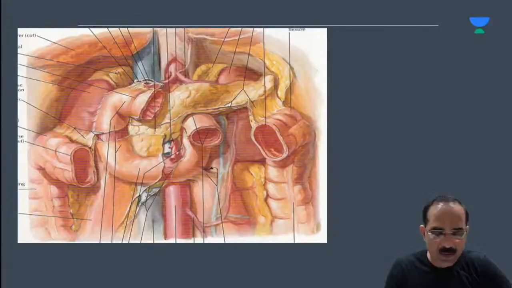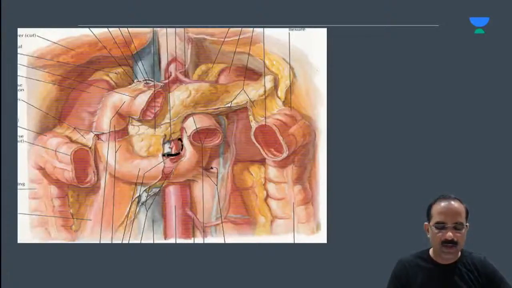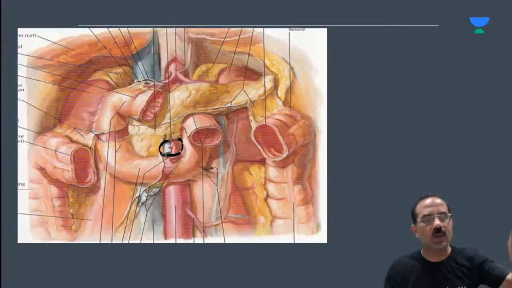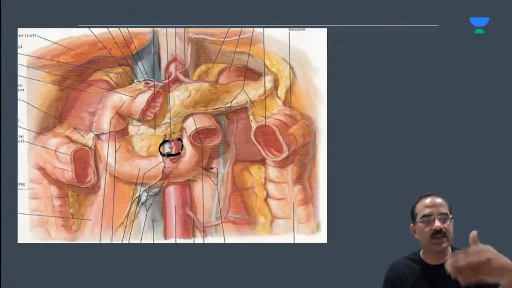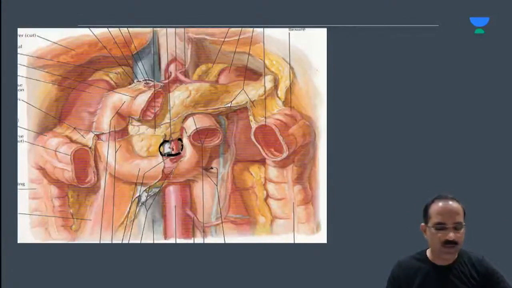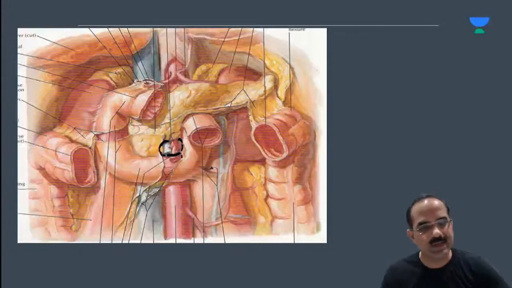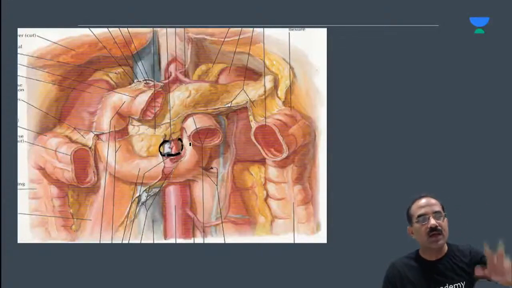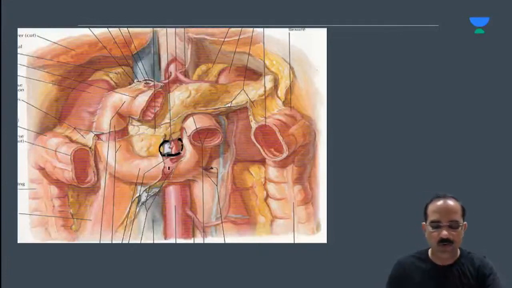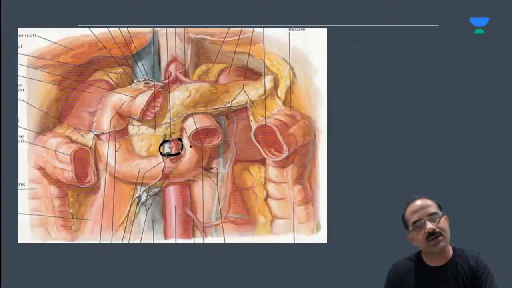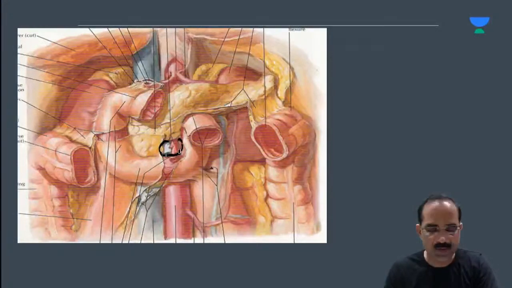Now coming to this process. What is this process? This is the uncinate process of the pancreas. Now, what is anteriorly related to the uncinate process? See these two vessels. The anterior relations of the uncinate process of the pancreas are going to be the superior mesenteric vessels. And the posterior relation of the uncinate process? The superior mesenteric vessels, artery and vein, both are related anteriorly to the uncinate process.